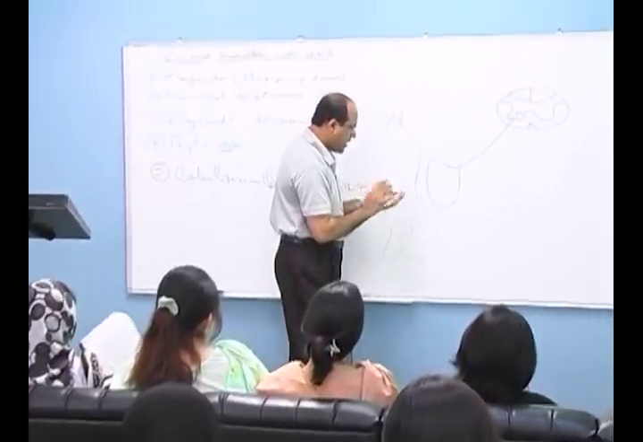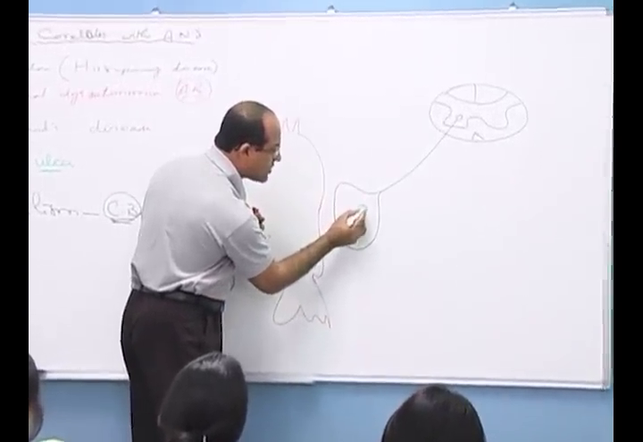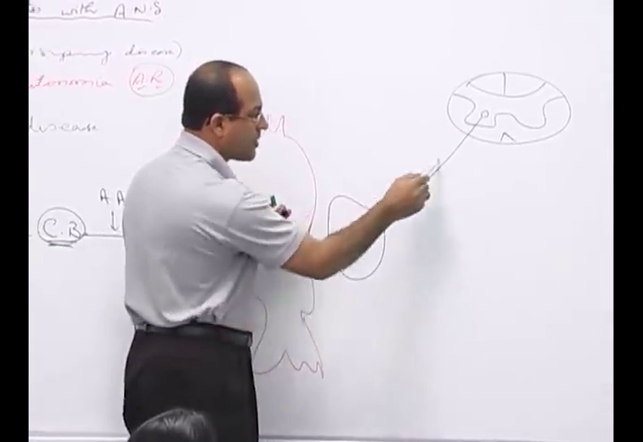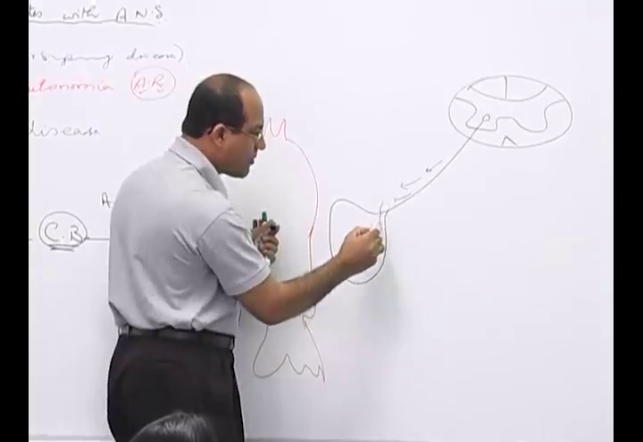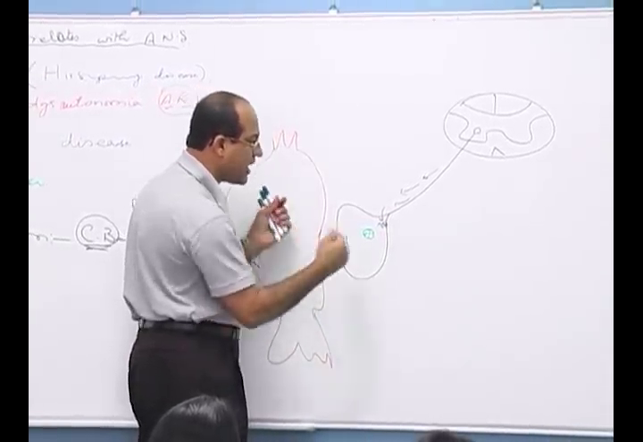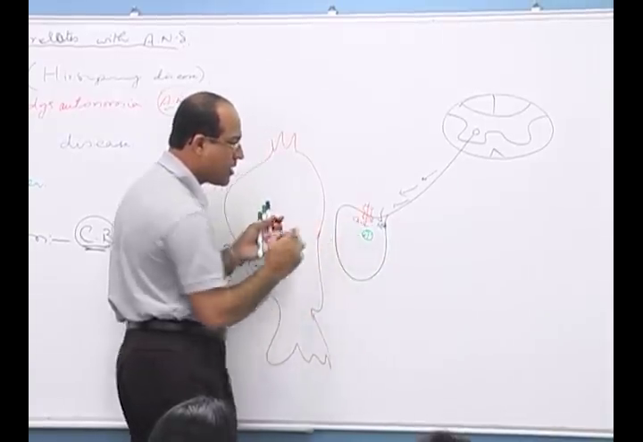Now, first you understand the normal thing. What really happens? Acetylcholine is stored in these vesicles, right? When the action potential comes down, there is a lot of sodium influx, isn't it? Then depolarization of these nerve endings opens the calcium channels, and the calcium comes in.